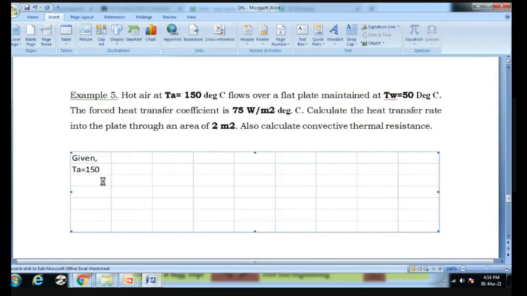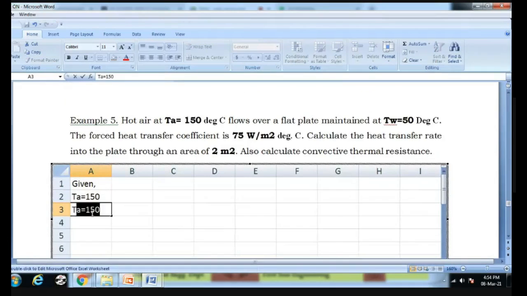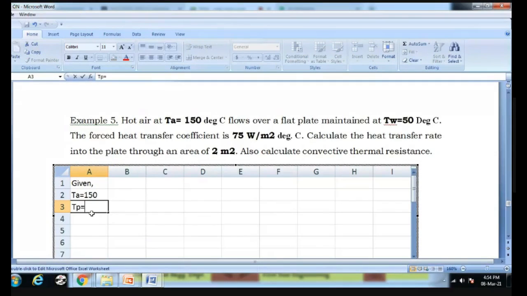अभी देखो ये दिया है सब. The plate temperature T_P is 50 degrees Celsius. So this is 150 degrees Celsius, this is 50 degrees Celsius. H is given as 75 watt per meter square degree Celsius. So no need to convert into Kelvin. Okay, area is also there. Area, how much area? This is 2. So no need to worry about it because we'll complete it soon.